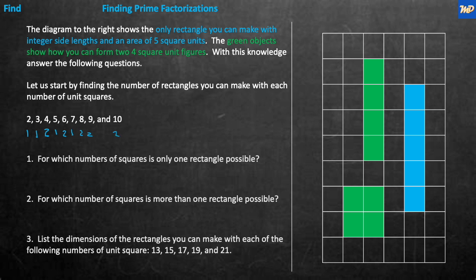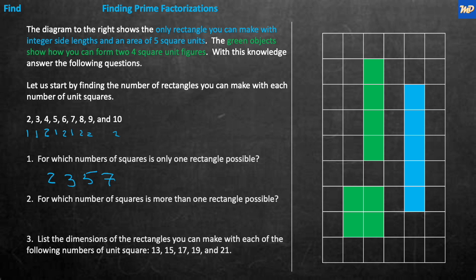For which numbers of squares is there only one rectangle possible? Well, we just saw it. It's 2, 3, 5, 7. Any more? Nope, it ends there.